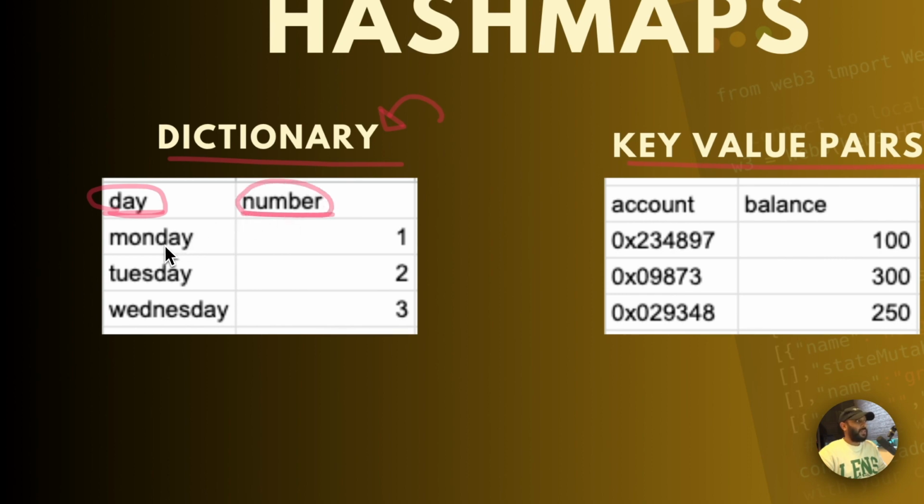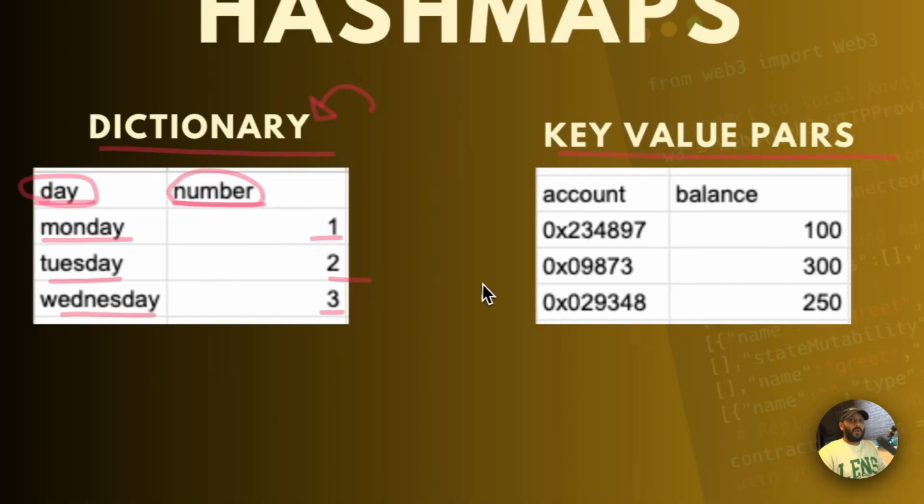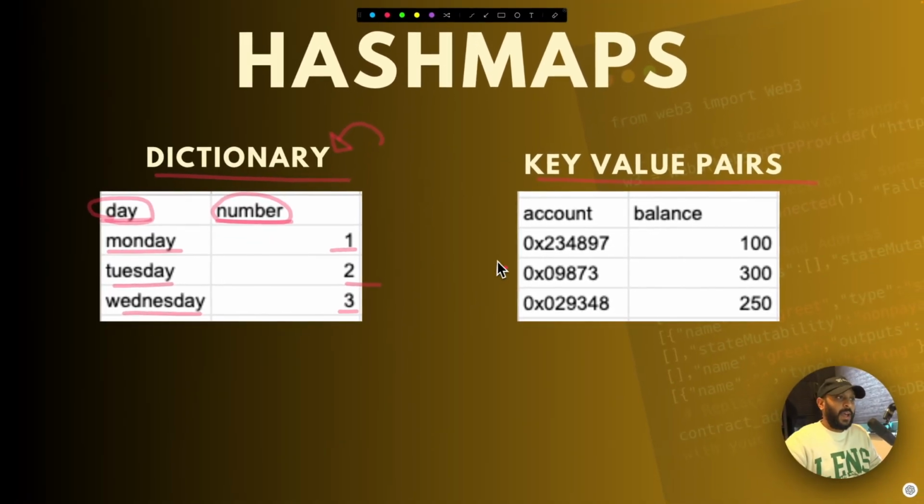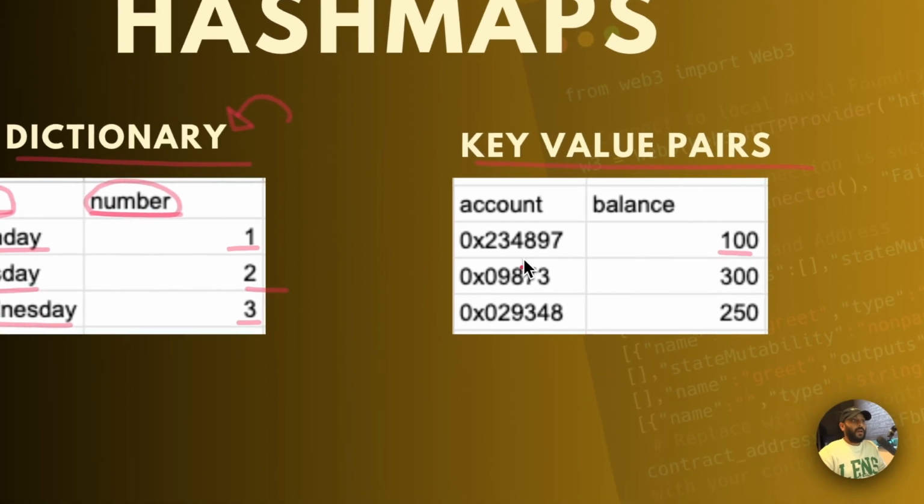And then we can store data for each key. Let's say Monday has a corresponding value, in this case 1. It's the first day. So for Tuesday, it would be 2. For Wednesday, 3. A more common use case for hash maps is storing the balance of a specific account.